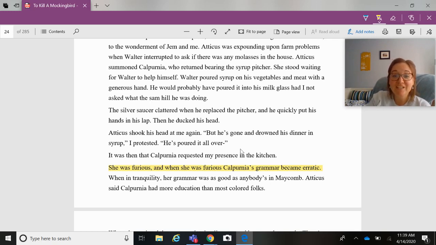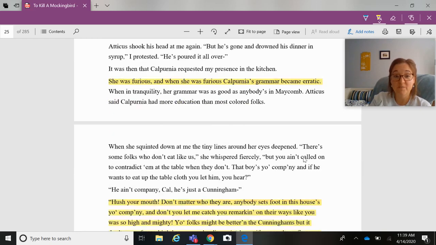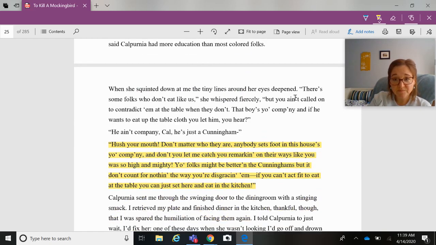And so she says some stuff that Calpurnia does not like. And Calpurnia pulls her into the kitchen and she just tells her what's up and basically says, "There's some folks who don't eat like us," she whispered fiercely, "but you ain't called on to contradict him at the table when they don't. That boy's your company, and if he wants to eat up the tablecloth, you let him, you hear?" "He ain't company, Cal."